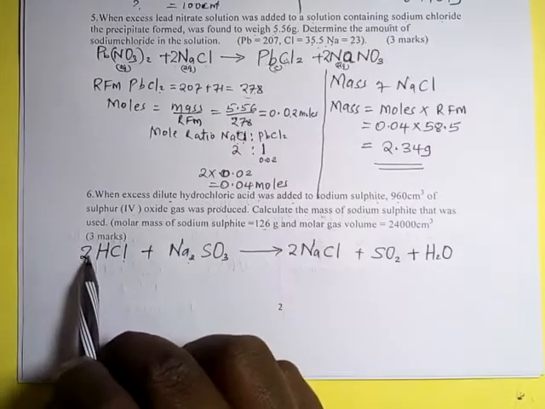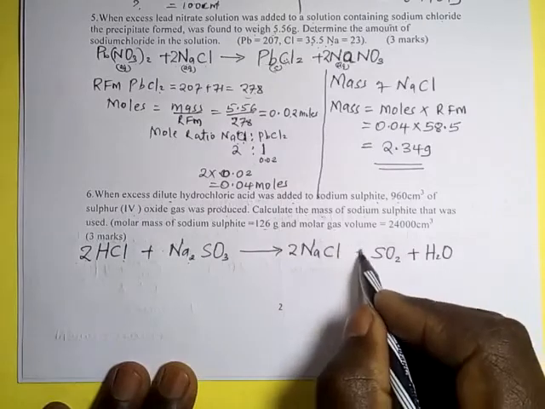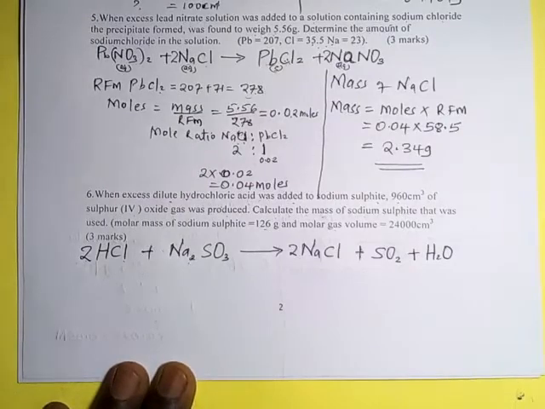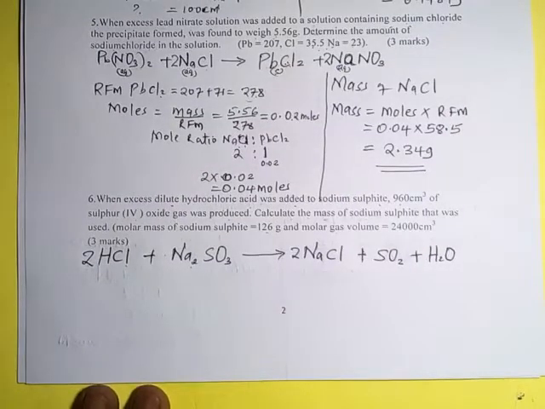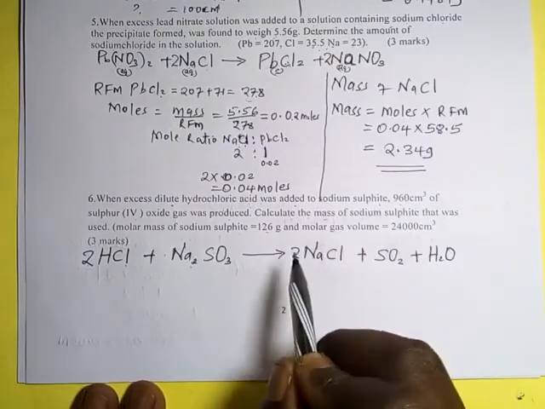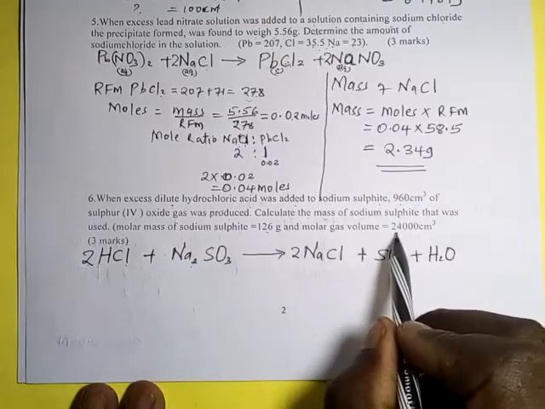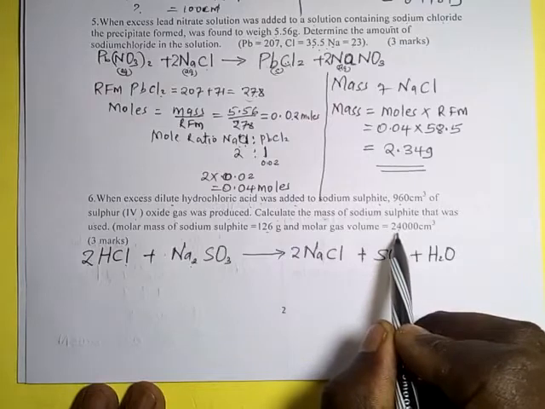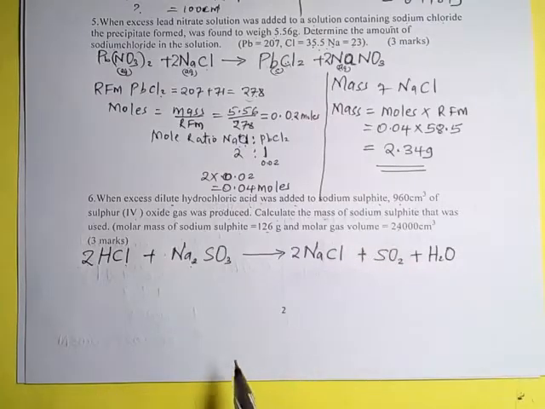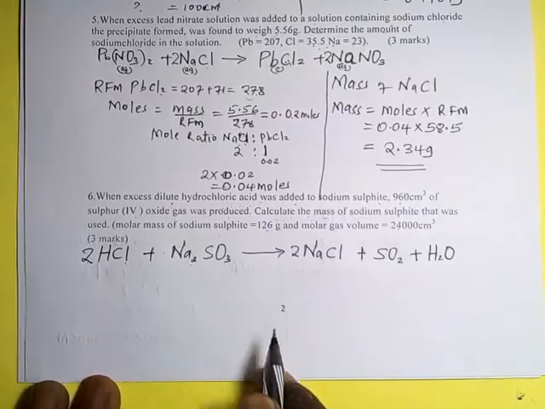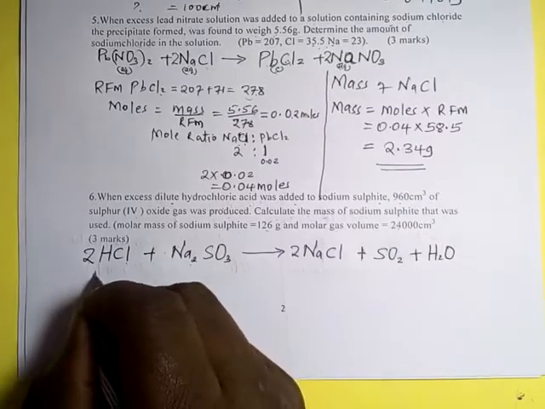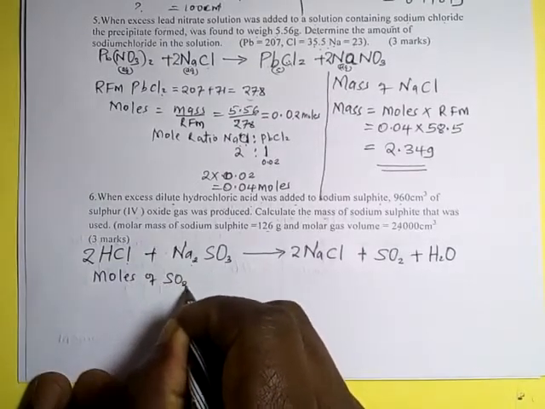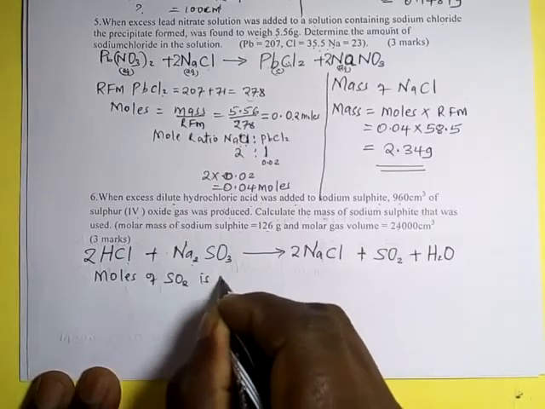What is important here is the mole ratio. You must balance the equation well as required. We know very well that 1 mole of any gas at STP will contain a given volume. You should know STP and RTP, room temperature and pressure, and the other one is STP. So let us get the number of moles of sulfur 4 oxide.